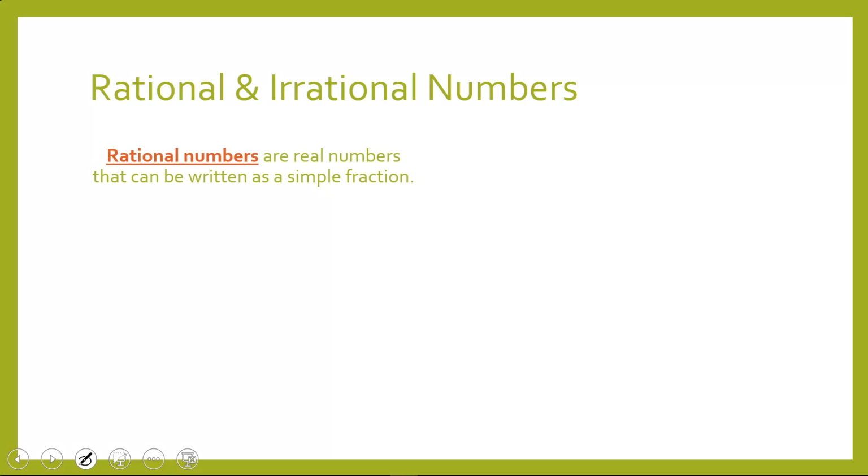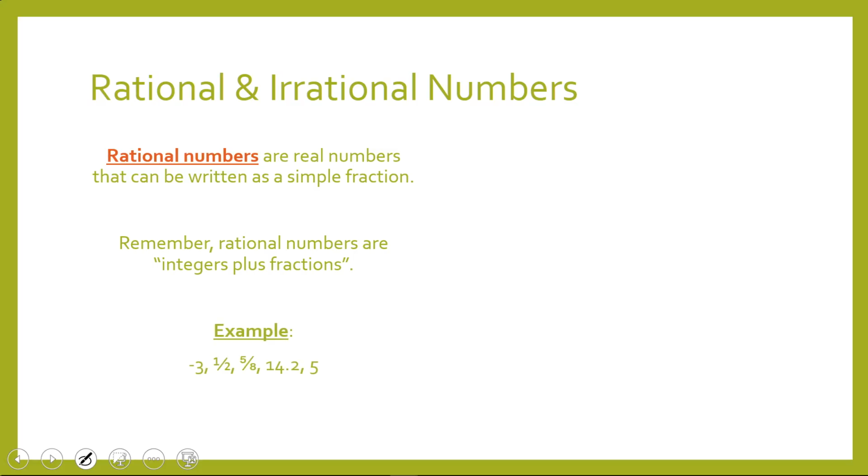So let's think back. Rational numbers are real numbers that can be written as a simple fraction. For instance, if you remember the song that we learned, rational numbers are integers plus fractions. Some examples could be really any number that is a positive or a negative number, a fraction, basically numbers that don't have never-ending decimals, okay? And any of those numbers would be rational numbers.